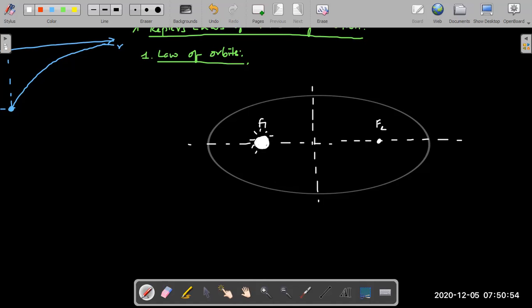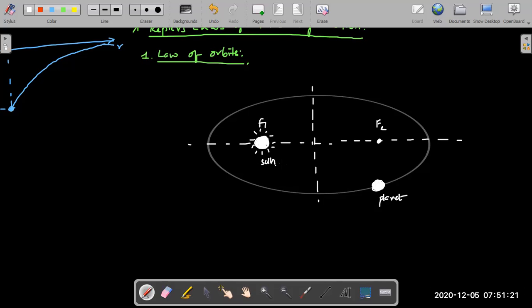Right. So let's say this is the Sun, at one of the foci, and the planets revolve around the Sun in elliptical orbits. Clear? We can say that this is the Earth or any planet, and this is the Sun. This is what is said by the first law.